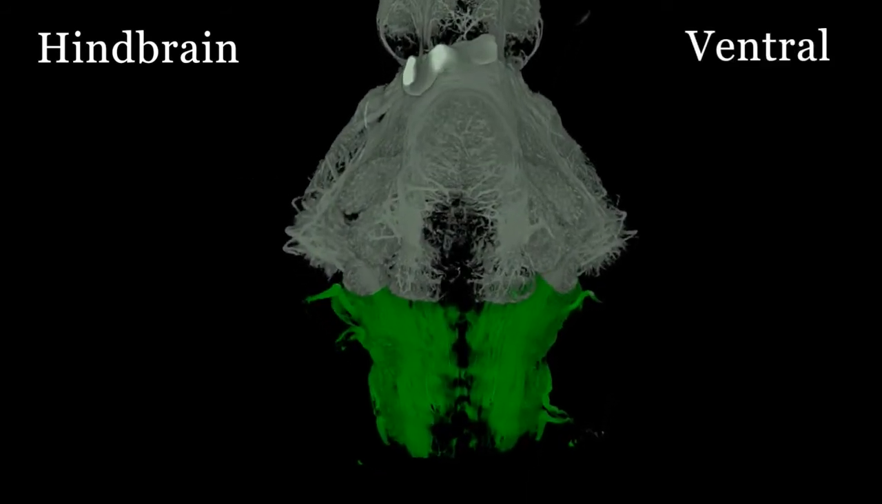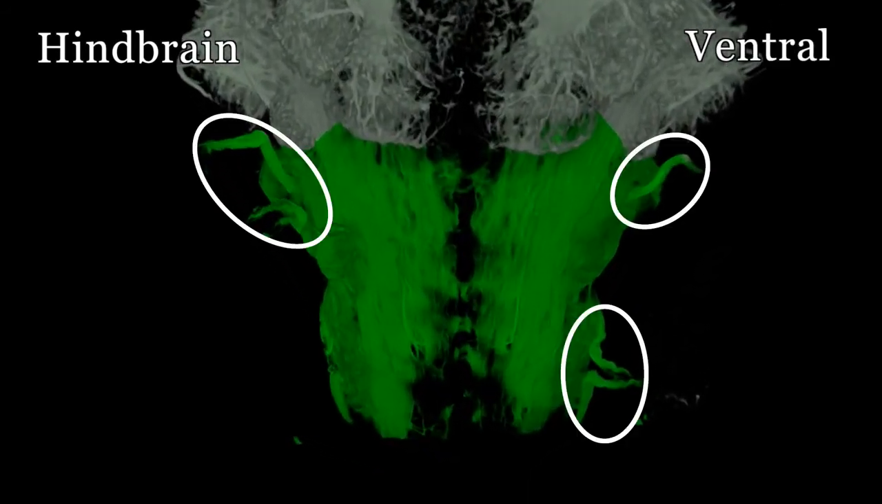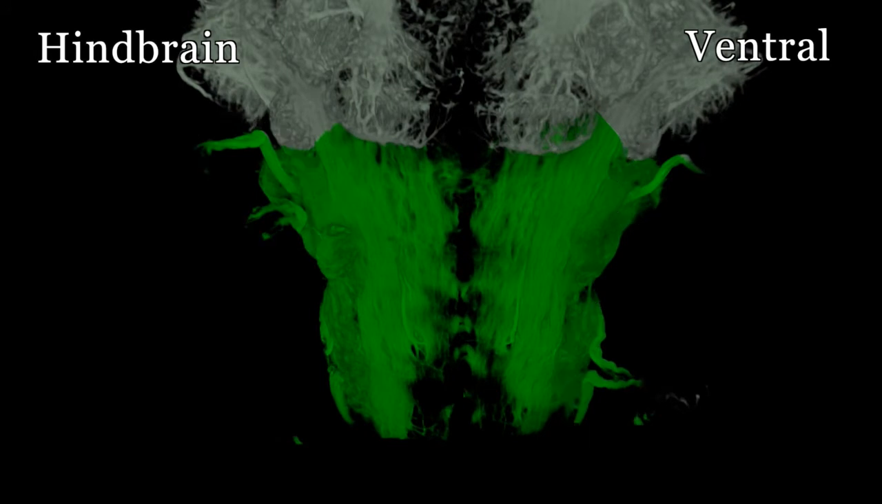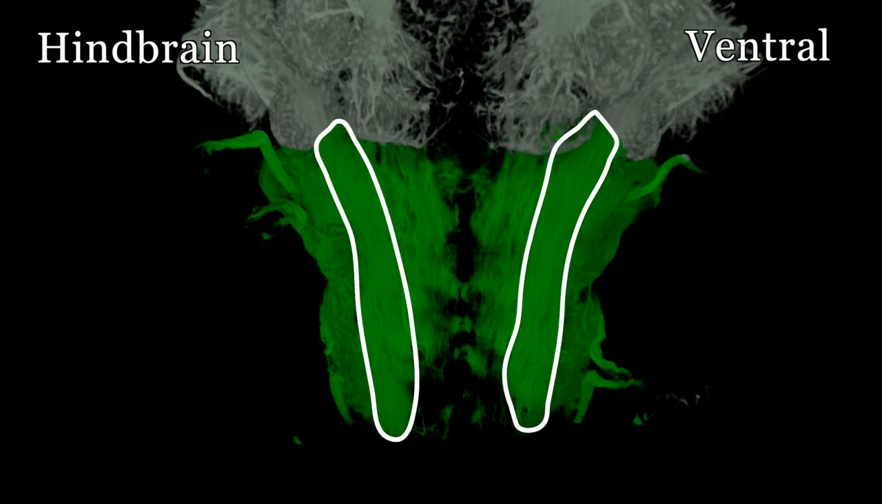And from the ventral view, some of these roots are also visible, although not all of the roots are visible in this particular specimen. An obvious feature in this ventral view is that the ventral hindbrain is composed mainly of longitudinal tracts that course rostrocaudally and caudorostrally to and from the spinal cord.